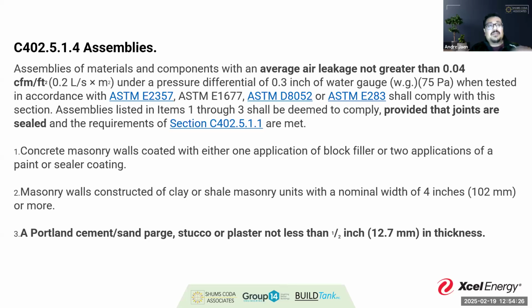So here's that example, Atom assemblies. So this is C402.5.1.4, where you get the pointers to tell you that your joints have to be sealed and what your requirements are for these installs. Your masonry walls shall be units of 4 inches or more, right? But this does tell you that these assemblies meet the requirements of an air barrier.